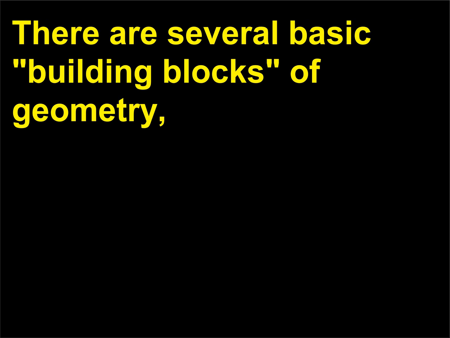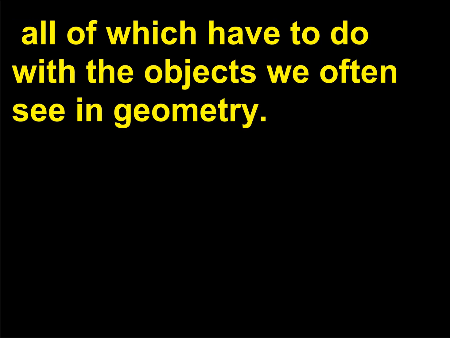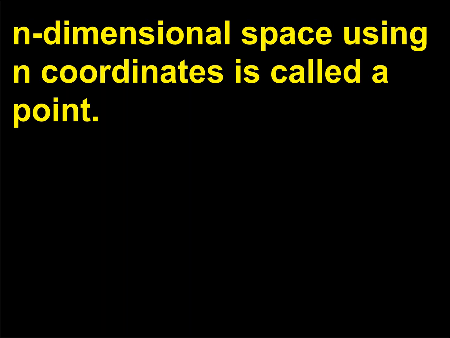There are several basic building blocks of geometry, all of which have to do with the objects we often see in geometry. A zero-dimensional object that is specifically located in n-dimensional space using n coordinates is called a point.